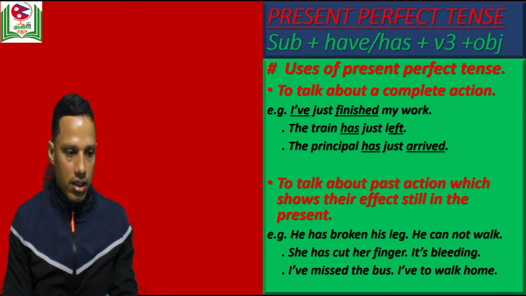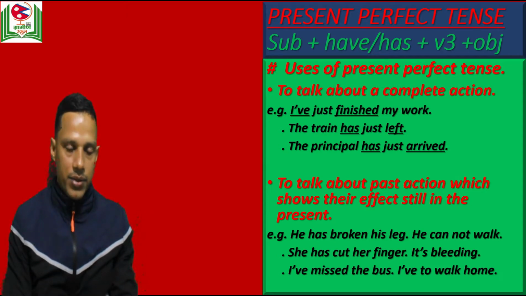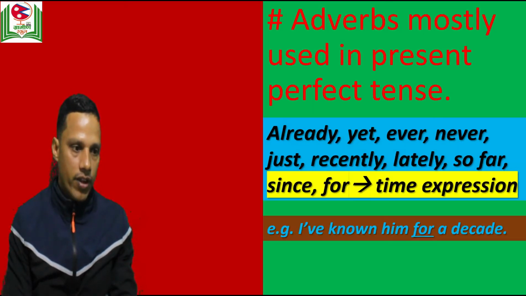So the next one, the similar example we have, I missed the bus. I have to walk home. Yes. Now, this is the effect, right, of the action that happened in the past. So in this condition, we use present perfect tense.